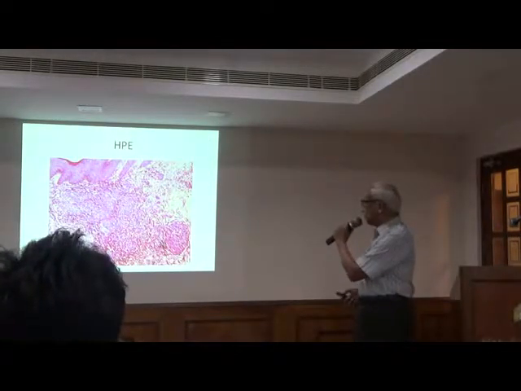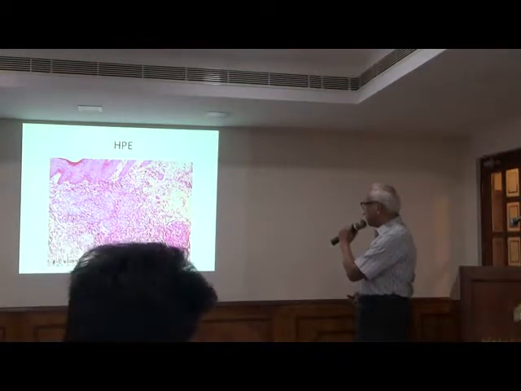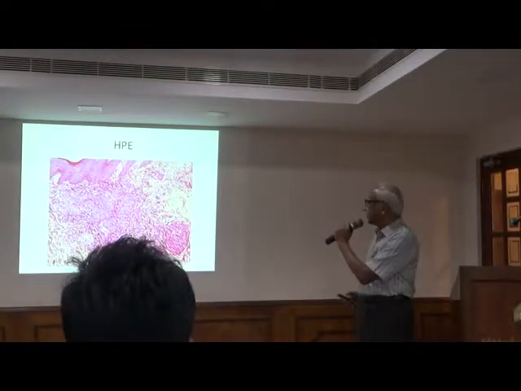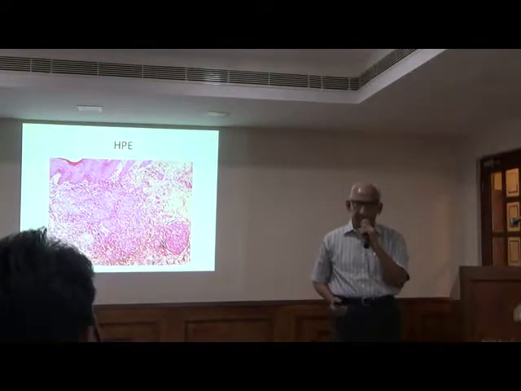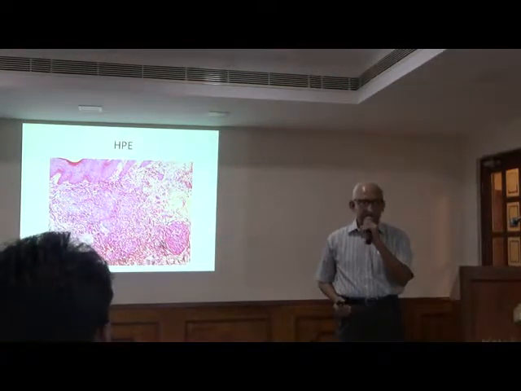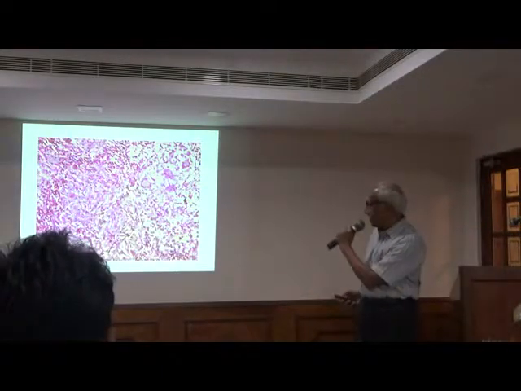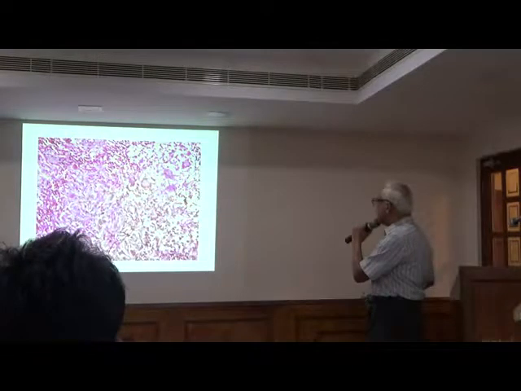The biopsy showed epithelioid cell granuloma with Langerhans cells. Here you can see the Langerhans cells, the multinucleated cells extending to the dermis. There's not much necrosis. The PAS and the AFB stains were negative. The next slide shows the high-power view. You can see the Langerhans giant cells here and one more here.